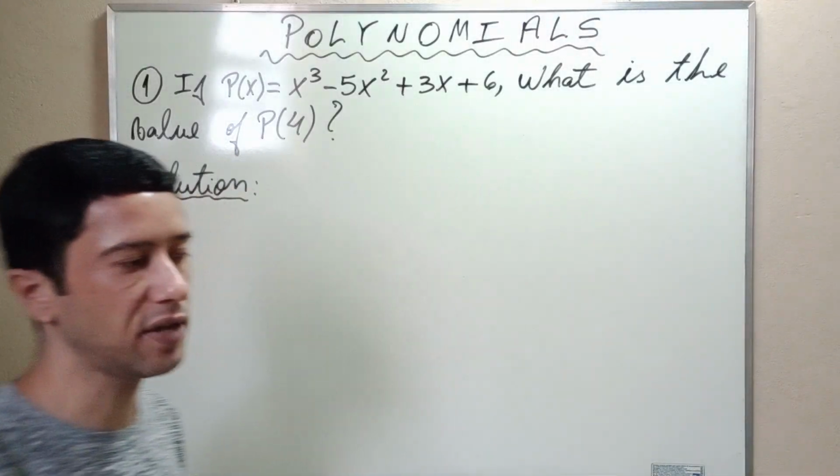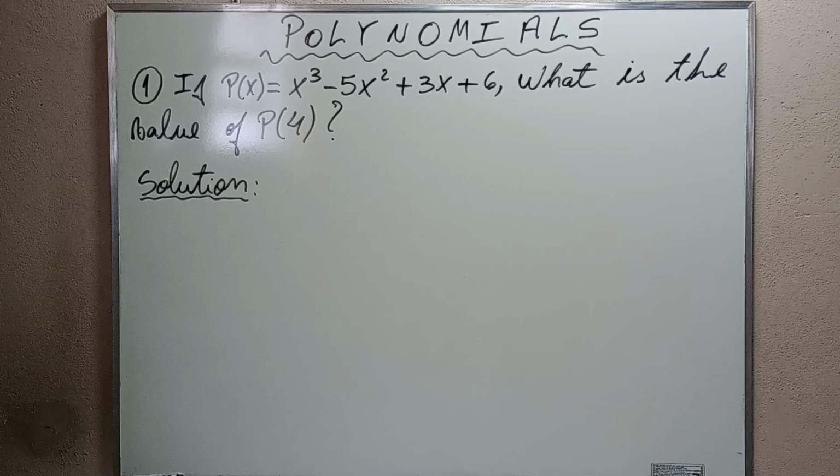Exercise number 1 says, if p of x is equal to x cubed minus 5x squared plus 3x plus 6, what is the value of p of 4? Okay, my friends, this is the exercise. Let's go to the solution.